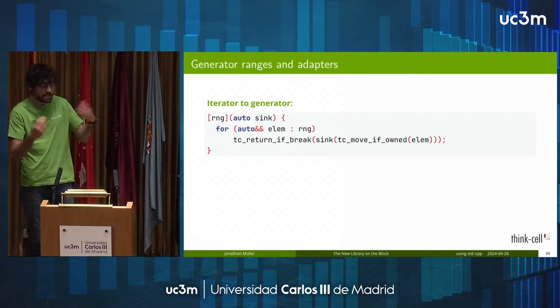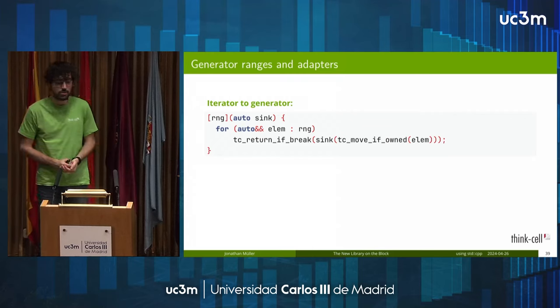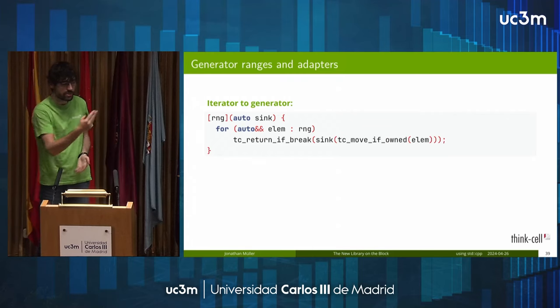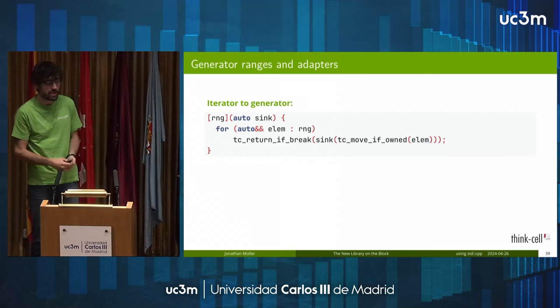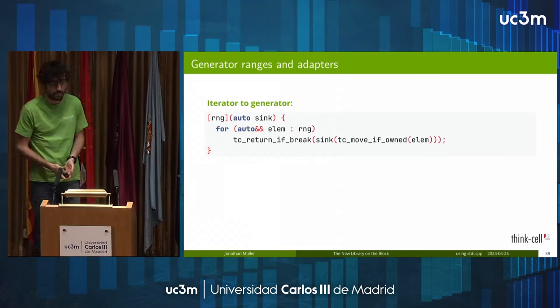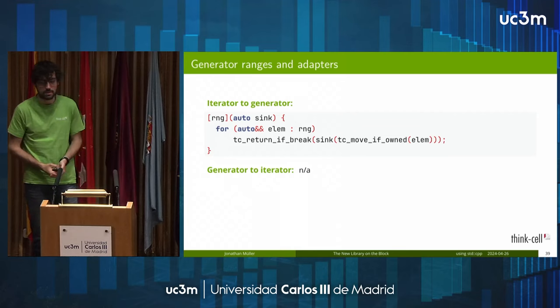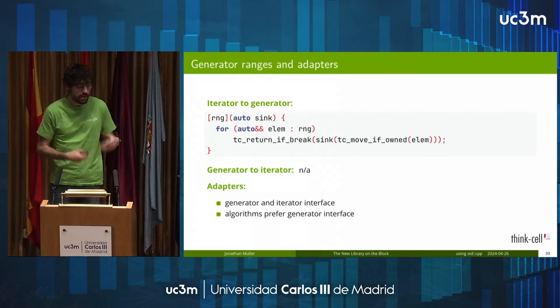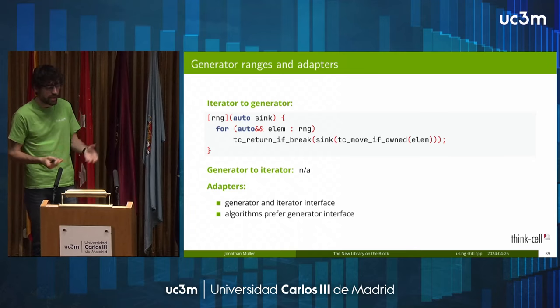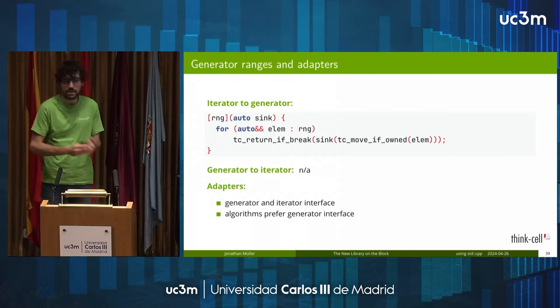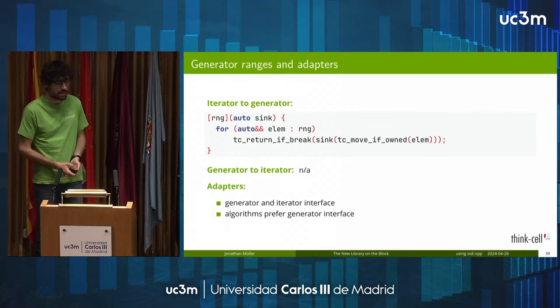And every iterator range can be trivially transformed into a generator range. So for example, we just use the range-based for loop. So this takes an iterator range and turns it into a generator. The flip side, however, isn't possible, right? This is the entire point of the design. So all our adapters, filter and transform, and the algorithms, they provide both a generator and an iterator interface, but they prefer to use the generator interface because it is more efficient.